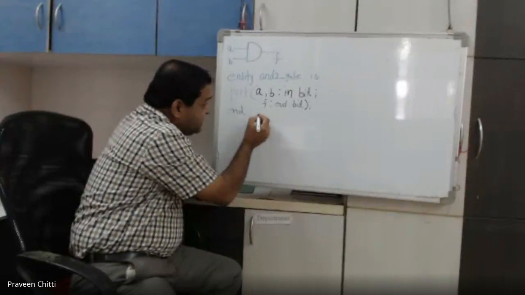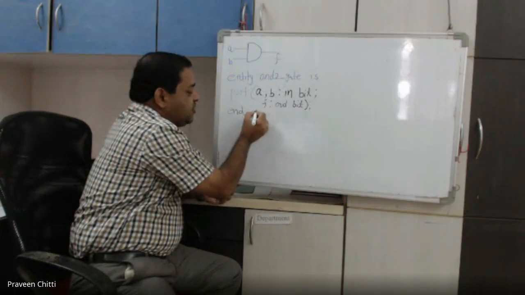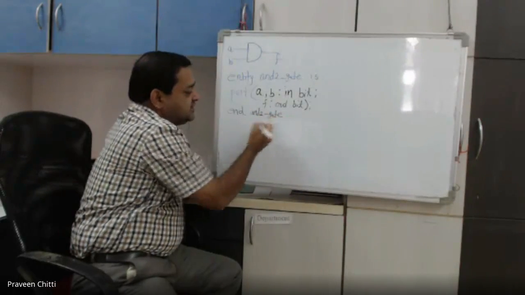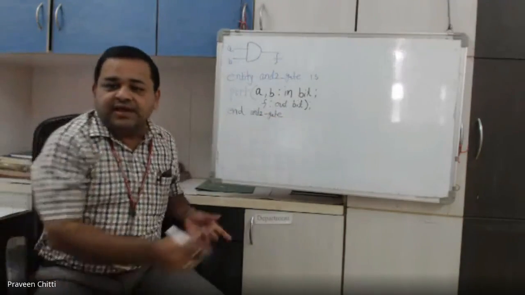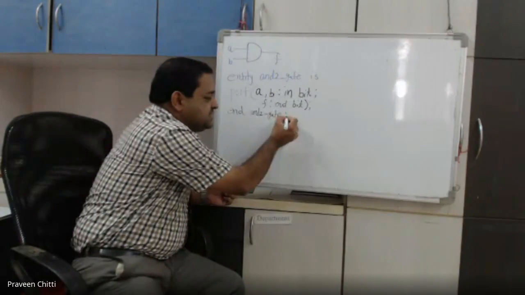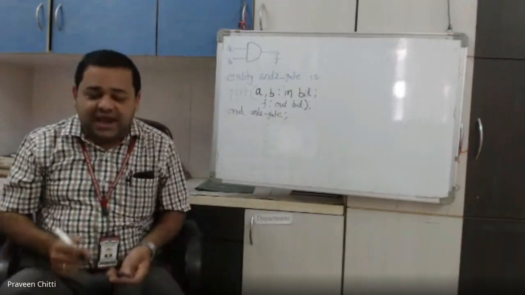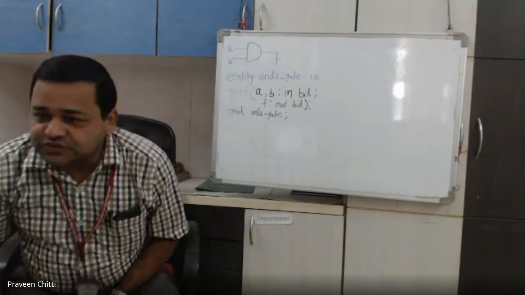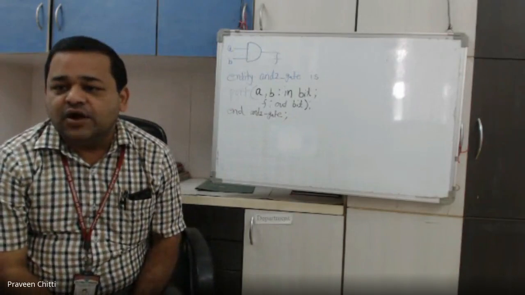Simply end. You can write end, or you can write end entity, or you can write end and_gate. Is that clear? And you have to put a semicolon again here. That indicates the end of that particular entity. I hope all of you understood how to write the entity.